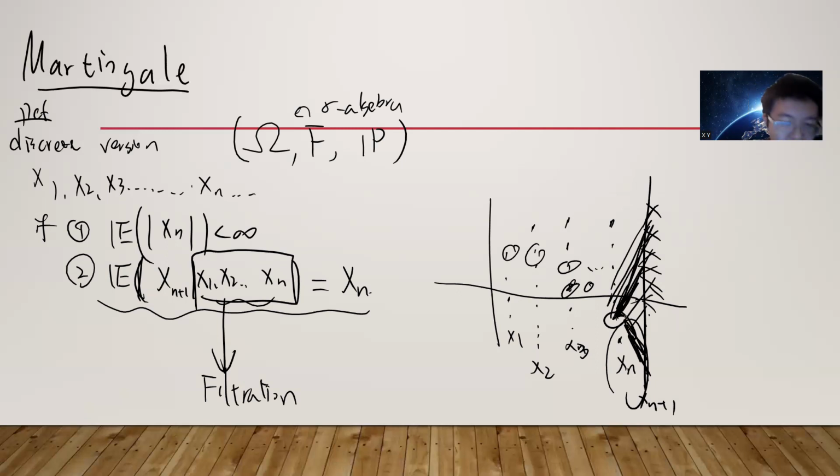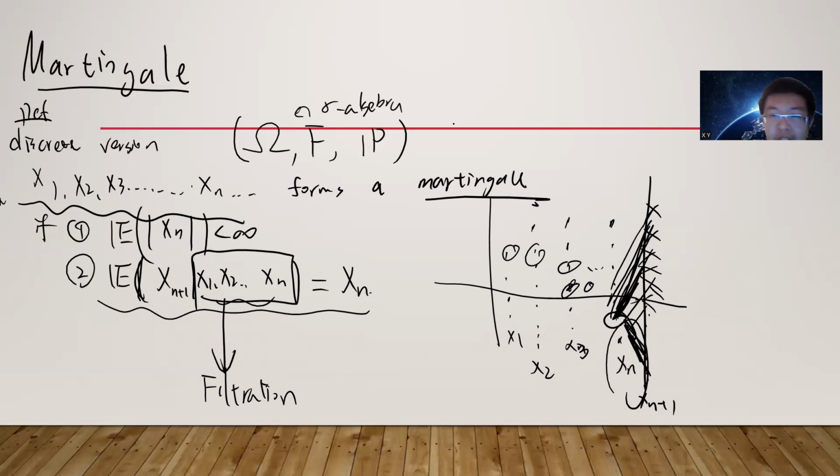Okay. And then we say this sequence, this discrete variable sequence, forms a Martingale. Okay, and so let's do a very simple example.